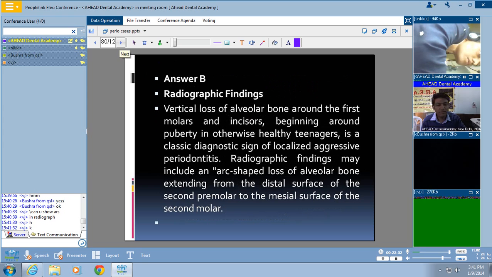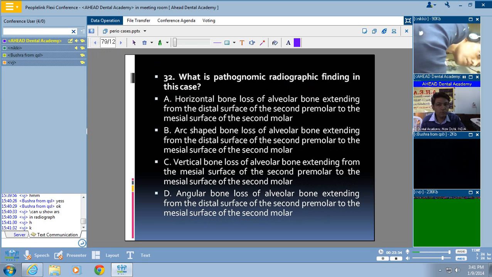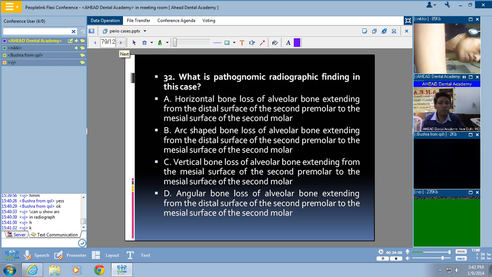So these questions can be really confusing. As I told you, just go through, try to eliminate. Vertical, angular are the same thing. So if one is true, the other has to be true. So both are not the options. Horizontal is of course not the same. So B is the answer. Even if you don't know, you can eliminate and come to the answer.